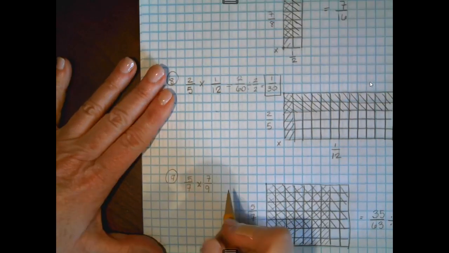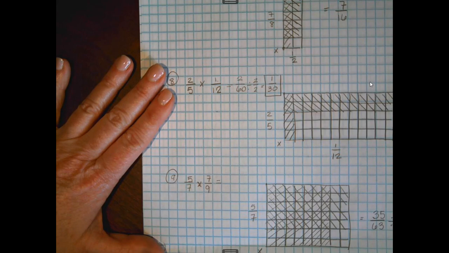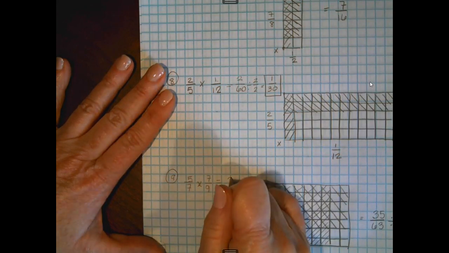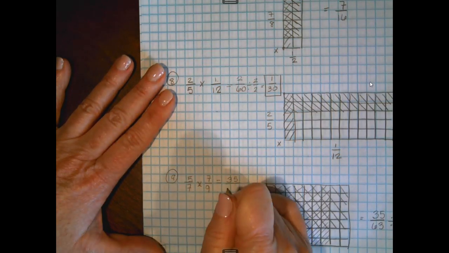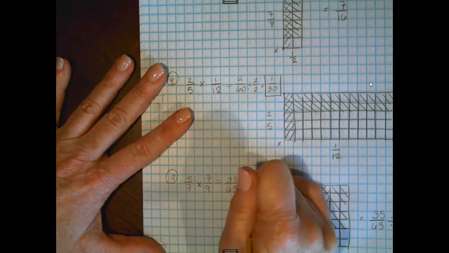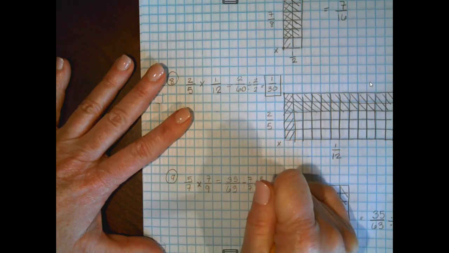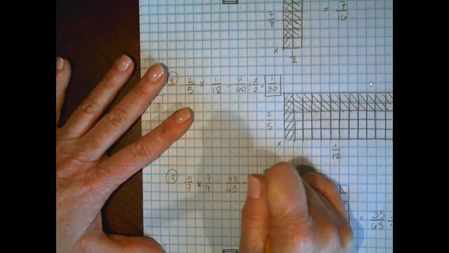All right, let's check it with the standard algorithm. Numerator times numerator, denominator times denominator. 5 times 7, 35. 7 times 9, 63. We already know we're going to simplify by 7/7 to get 5/9. So there it is, 5/9. All right, let's move right along.